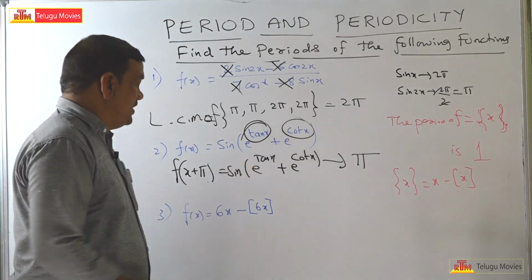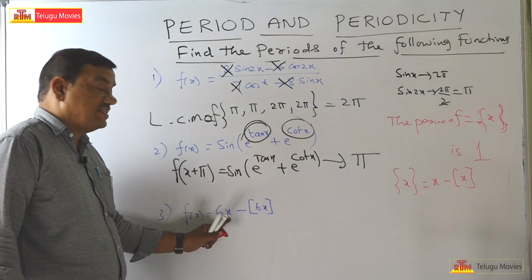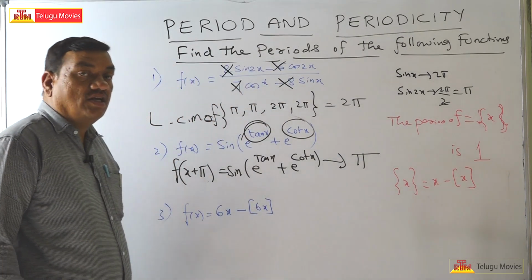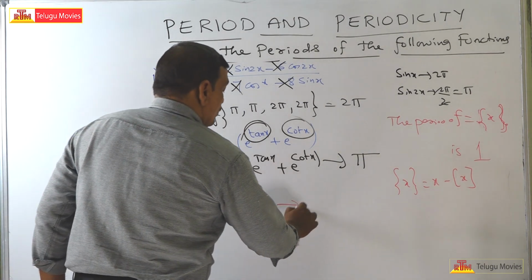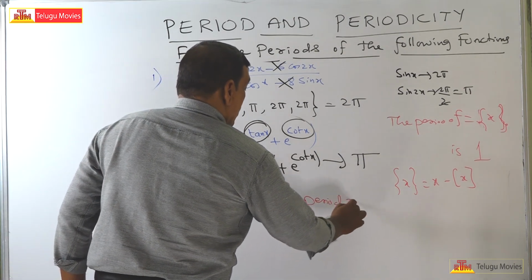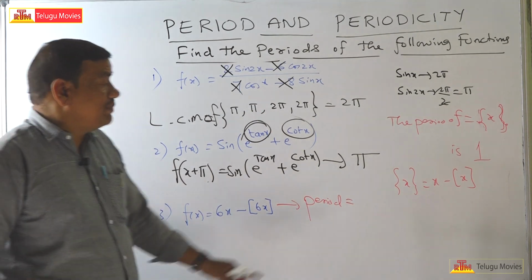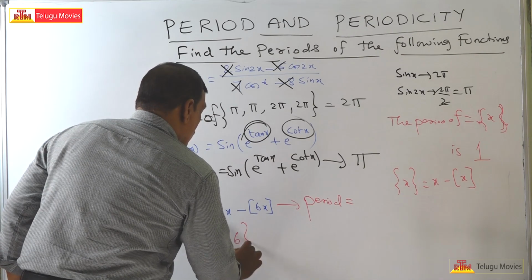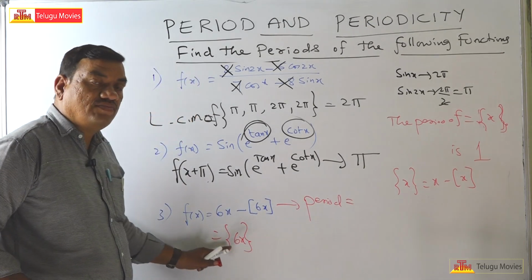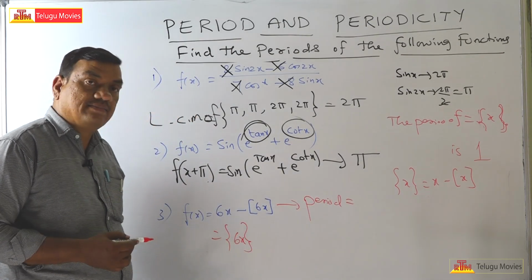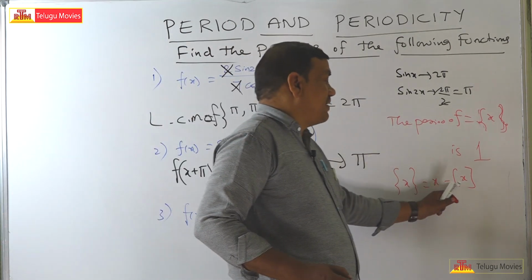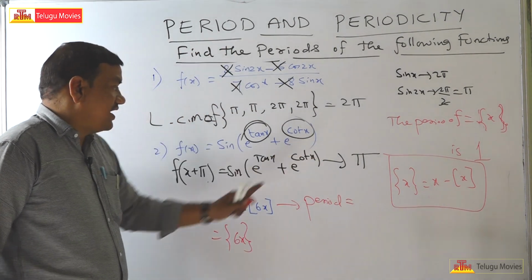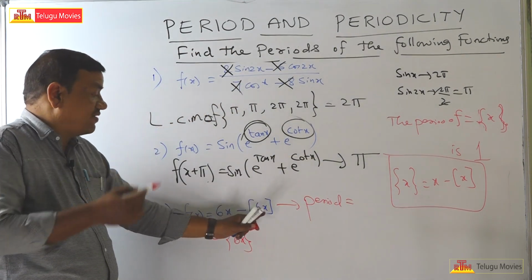Now see here, in place of x, 6x is there. In place of step of x, here also 6x is there. So the period of this function is equal to, what is the period of this fractional part of x? We can write it as fractional part of 6x. See here, x minus step x is the definition of fractional part function. Same, in place of x, 6x is there.